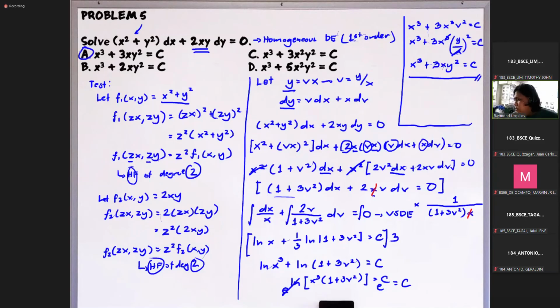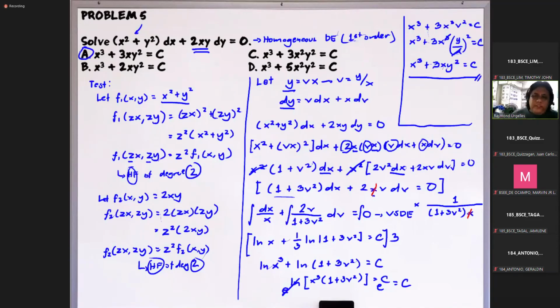Okay, so again, that's our solution for a homogeneous first order differential equation. It's a bit long, though, because the simplification is long, using algebraic manipulation. Any questions about this? Okay, so again, that's one solution.